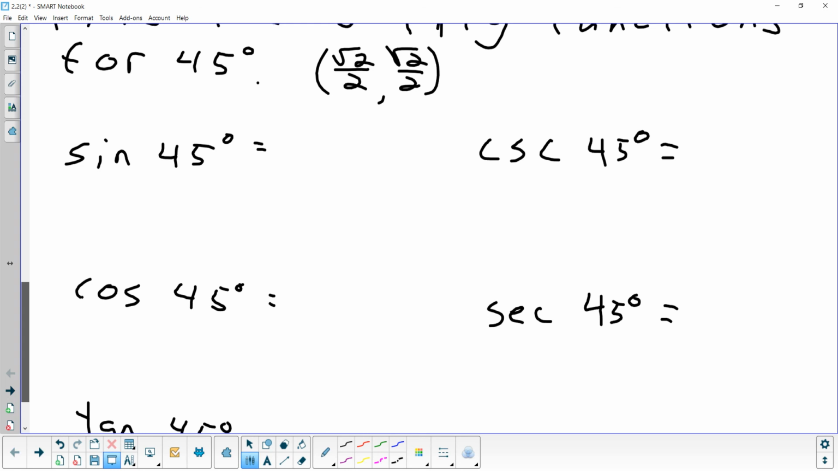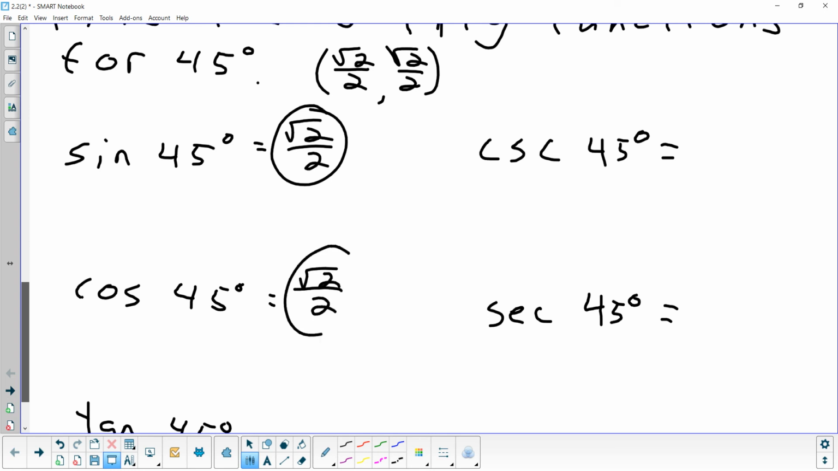All right, so let's start with our sine. How about, Dom, what's the sine of 45 degrees? Square root of 2 over 2. Yep, and which one did you pick, just so I know? The right one. Yep, the y value. Okay, so the sine is root 2 over 2. Pete, how about my cosine? Same thing. Same thing? Which one did you pick this time? The x. The x, good. Root 2 over 2.